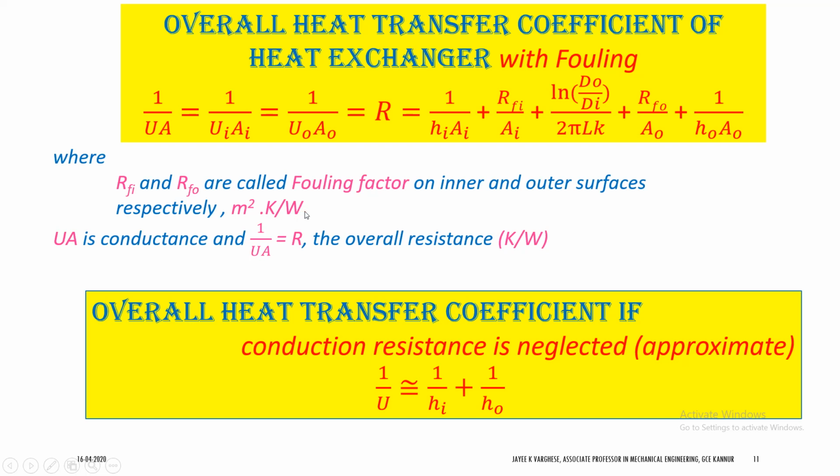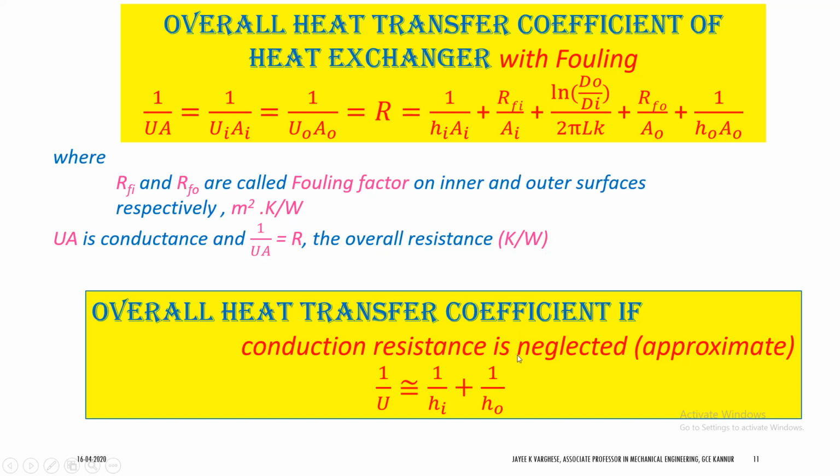If you remember, watt per meter square Kelvin is the unit of heat transfer coefficient or overall heat transfer coefficient, and meter square Kelvin per watt will be the fouling factor. Basically the fouling factor is given on a per meter square basis. UA is the conductance and the reciprocal of conductance is resistance. 1 by UA or 1 by HA is for resistance. This is an overall resistance and will have the unit of Kelvin per watt.